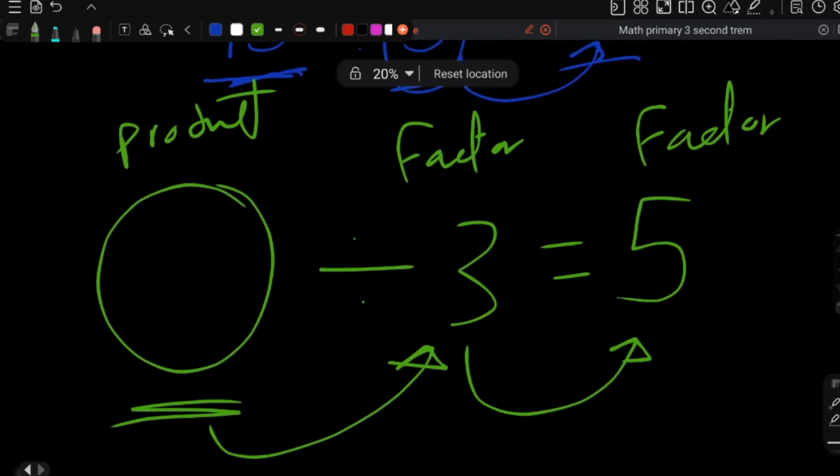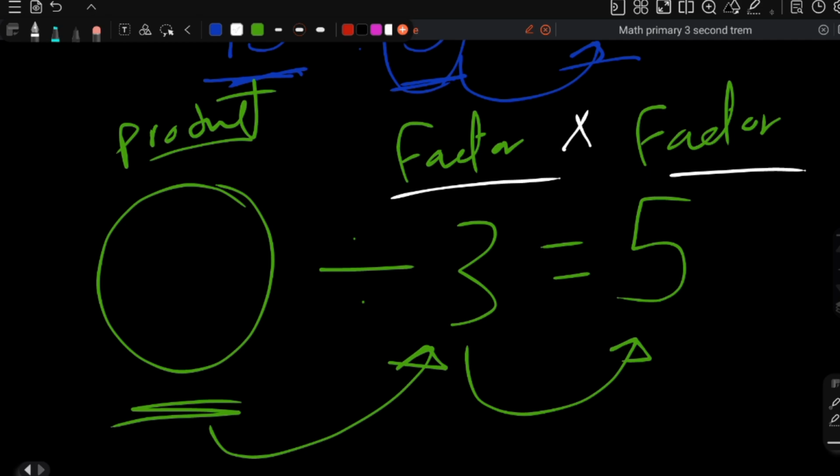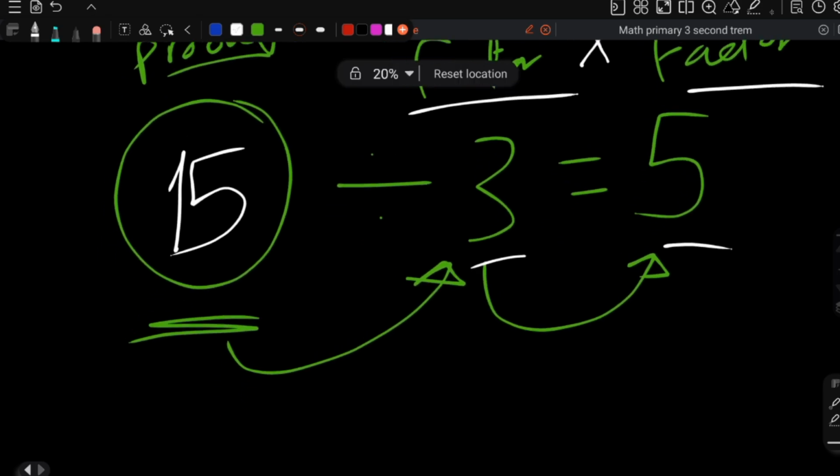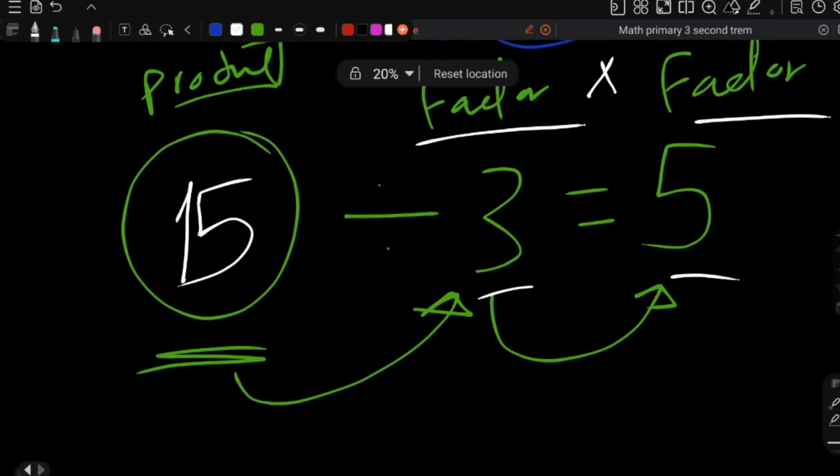Yes, exactly, I have a missing product. So how can we get the product? Yes, perfect, by multiplication. Multiplying factor by factor gives me the product. Okay, so 3 times 5 gives me what? Yes, 15. So if you have a missing product, multiply the two factors. If you have a missing factor, yes, divide.